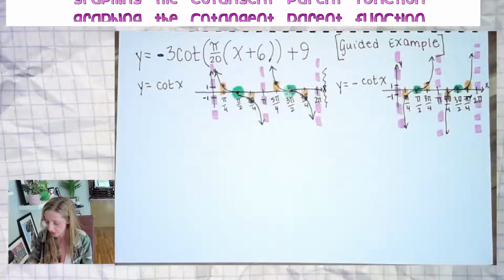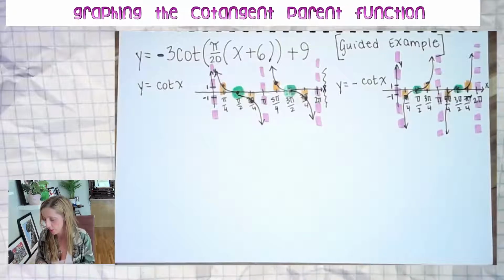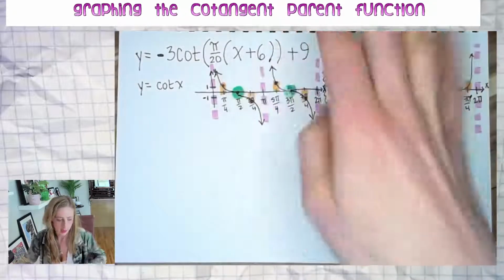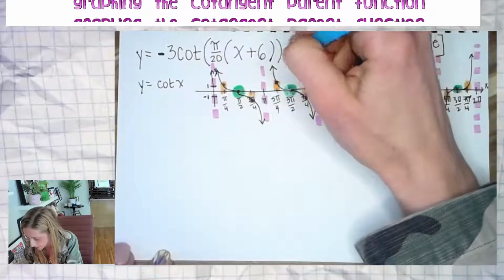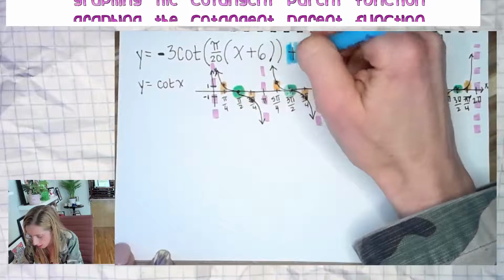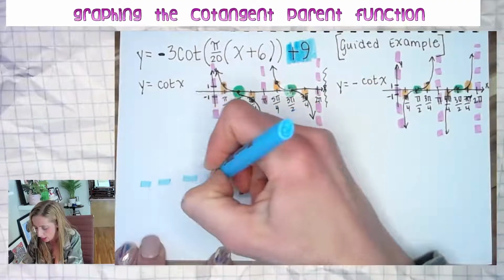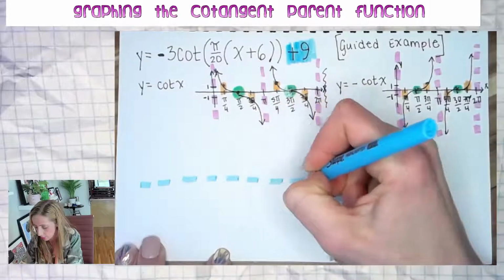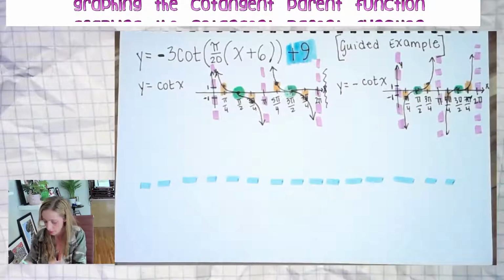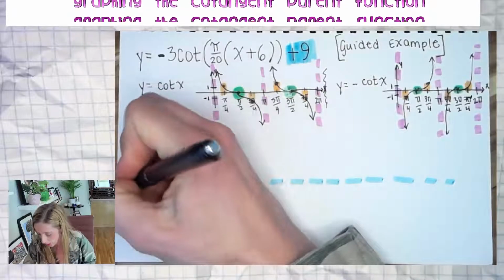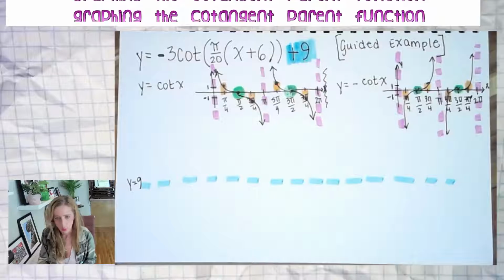So let's talk about this example. First thing, usually what we end up doing first, and I think it's a good idea, in blue, I've been doing every time, I draw my sinusoidal axis. In this case, I have plus 9, so I am moving up 9 units for the midline or the sinusoidal axis. So I'm just going to go right there, and I'm going to label that y equals 9.